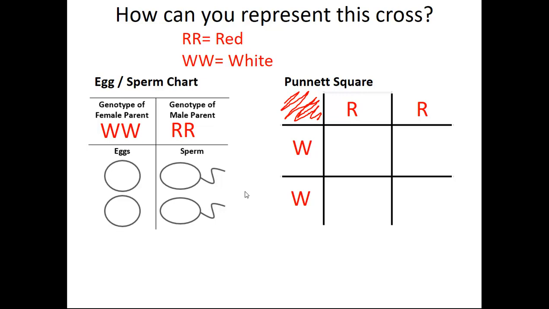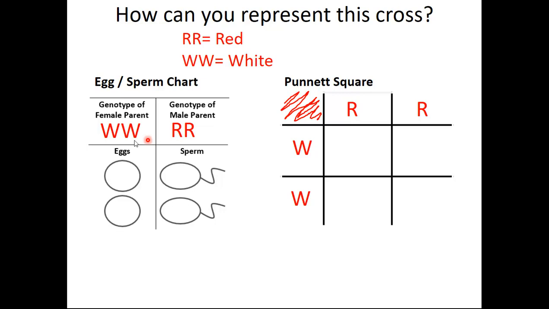Now, how could we represent this in a cross? Well, in terms of picking letters, you can pick whatever you want. You can stick with the capital and lowercase. Sometimes you use apostrophes. Sometimes we use different letters. It really doesn't matter. But for this example, I'm going to use capital R and capital W to show that being red and white, neither one of them is dominant. They are codominant. They're dominant at the same time.